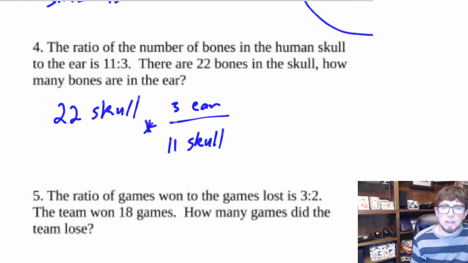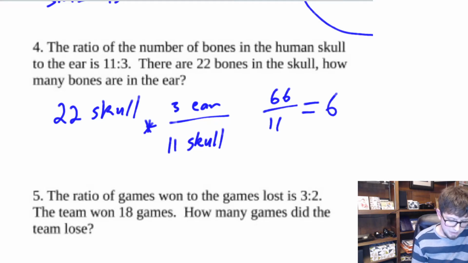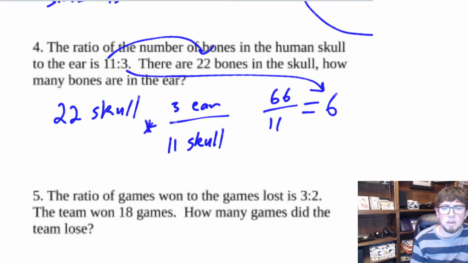And I can multiply this by its conversion factor. So 22 times 3 is 66, divided by 11 is equal to 6. So there's the answer. There are 6 bones in the ear for every 22 bones in the skull. We take that ratio, and really all we did is double it. 11 times 2 gave us 22. 3 times 2 gave us 6. But representing it this way will really help us when we start tackling some more complex problems.